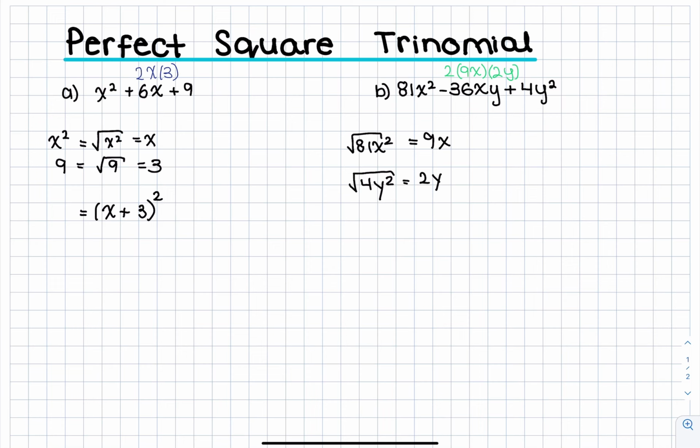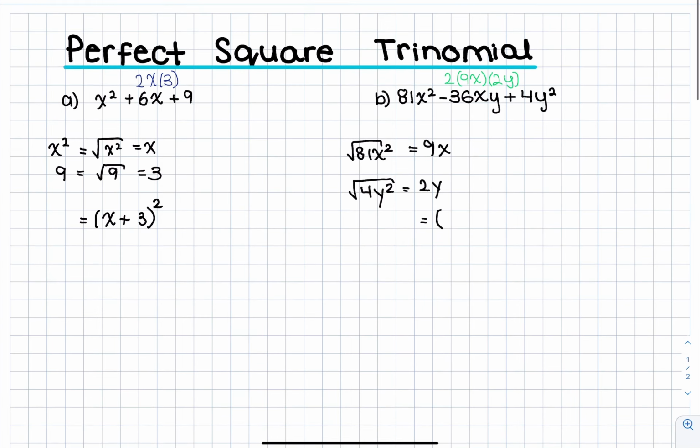Now to put this one in brackets, we'll put the root of the first, which we got was 9x, the root of the last, which was 2y, and then that sign is going to come from right here, and in this case, it's going to be negative. So we're going to have 9x minus 2y, and then squared.